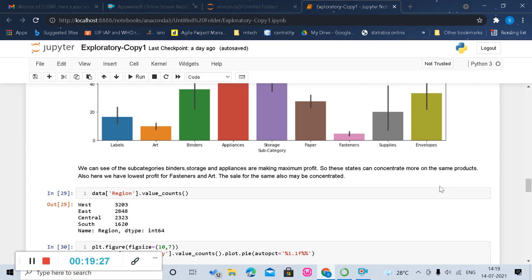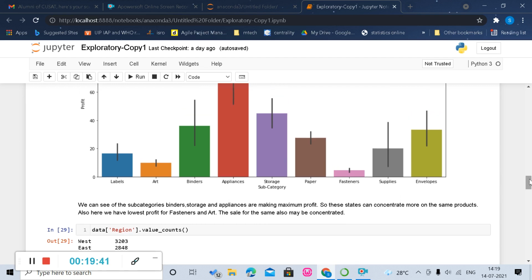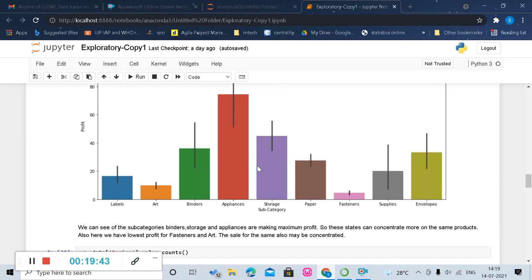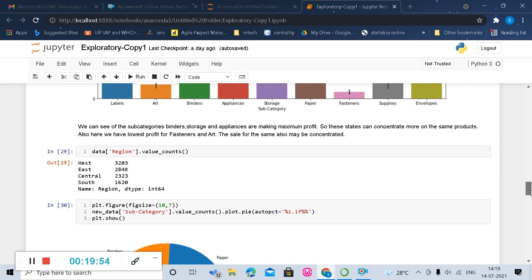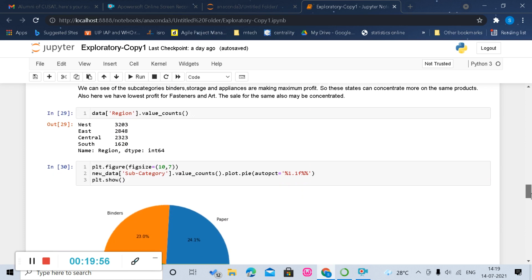Also here we have the lowest profit for fasteners, you can see that here, and art. These two items have very low profit. So the sale of the same products can be concentrated more to make it better. And for the most in-demand products, we can go for higher sales and thereafter higher profit from them. So that is what we analyze from there.